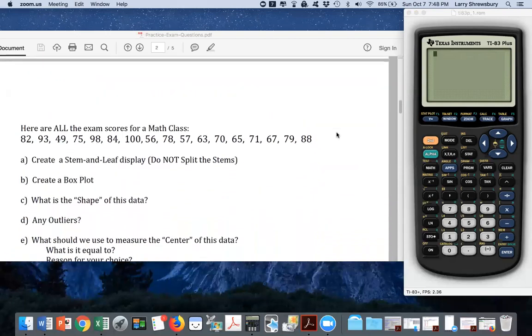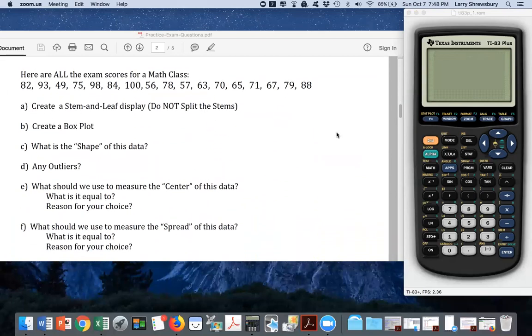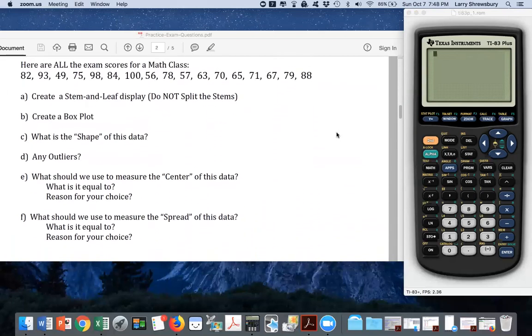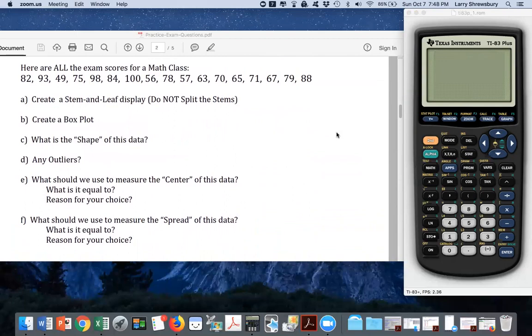All right, so here, this is something you want to be able to do. Let's suppose these data values are all the exam scores for a math class. So create a stem and leaf display, create a box plot, then answer these questions. Well, altogether, we can enter this data in, and then I'll pause and give you an opportunity to see if you can do the others. So let's press Stat, and 1 for Edit.